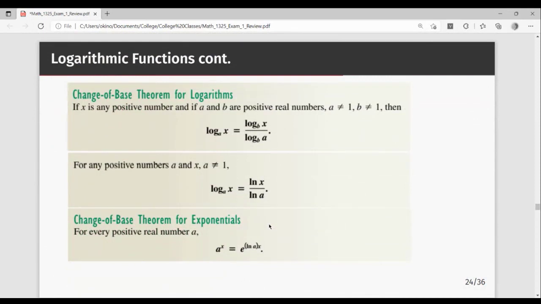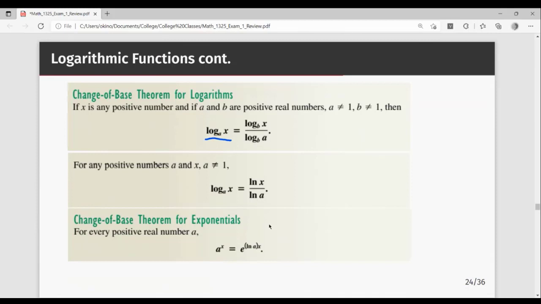Okay, now a couple more theorems or laws with logarithms. So we have this change of base theorem. If x is a positive number and a and b are positive real numbers, right? And you have this log a, then you can separate them into log base b of x and log base b of a. And you have to make sure that a and b are not the same number. So for any positive numbers a and x, a doesn't equal 1, right?